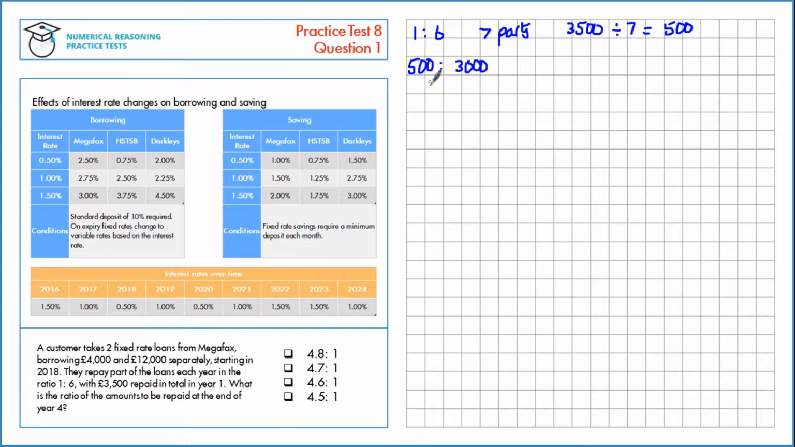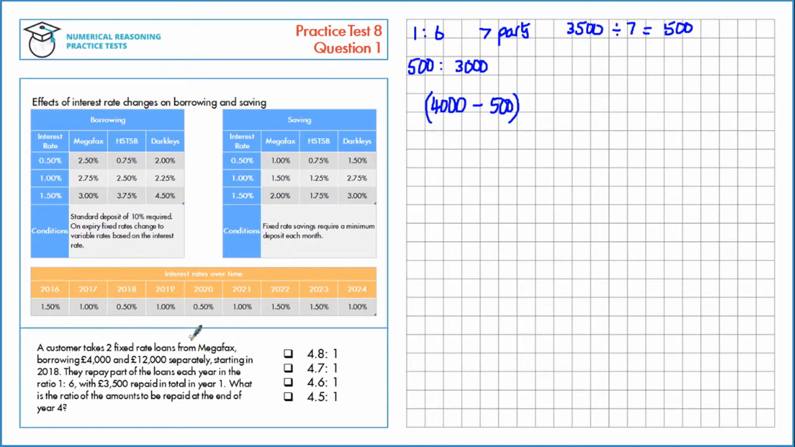Let's look at the first loan. £500 is repaid each year, so that's the amount we subtract from the loan amount. Now let's have a look at how the balance increases.